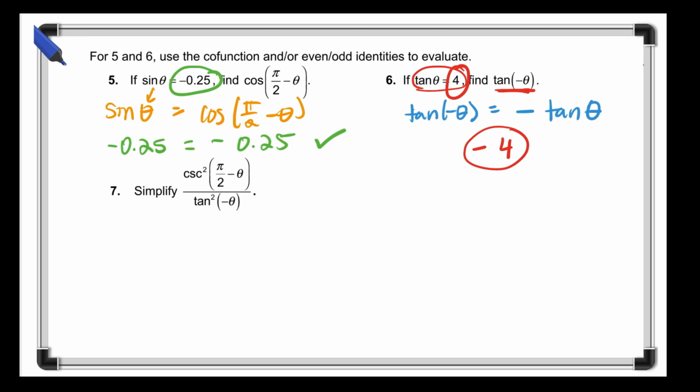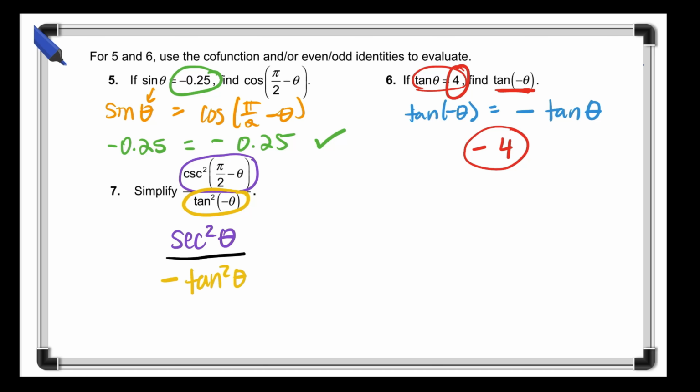In question number 7, we're going to look at a combination of both of these identities. I look at my first part, that's cosecant squared this time. Again, remember that cofunction and even odd identities also work if you square the function as well. So always be careful and mindful of that square. What we have here is cosecant squared of pi over 2 minus theta. I know that's the same thing as secant squared of theta. In the second part, I've got tan squared of negative theta. If I look at my odd identity, what I have is just negative tan squared of theta.